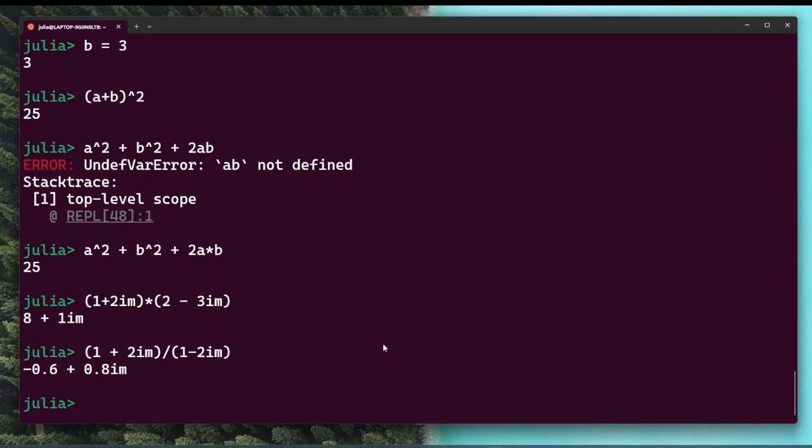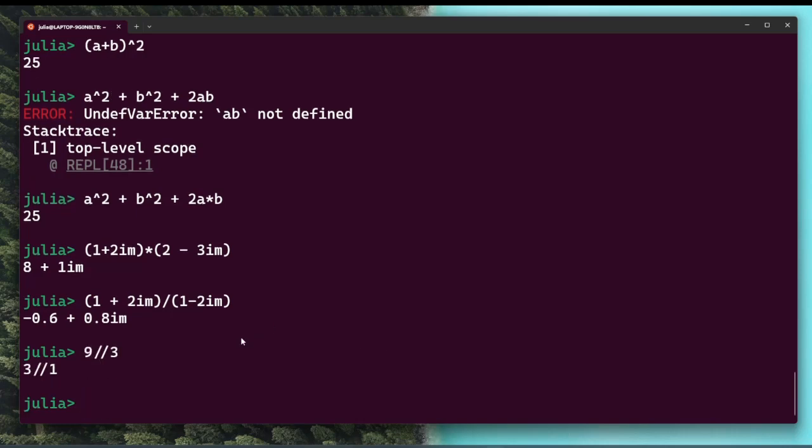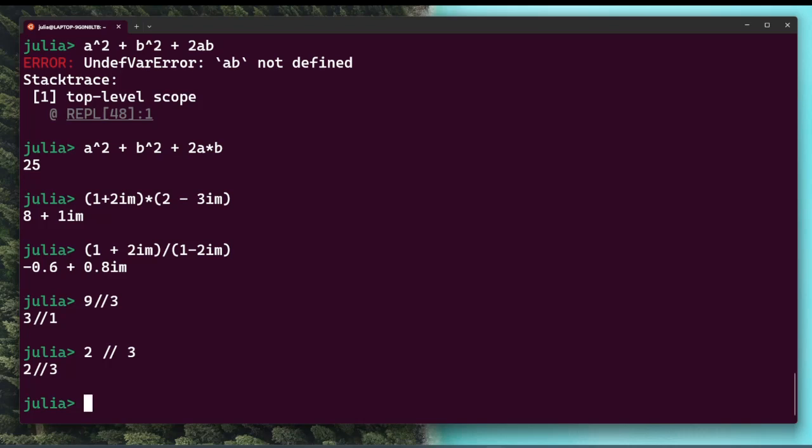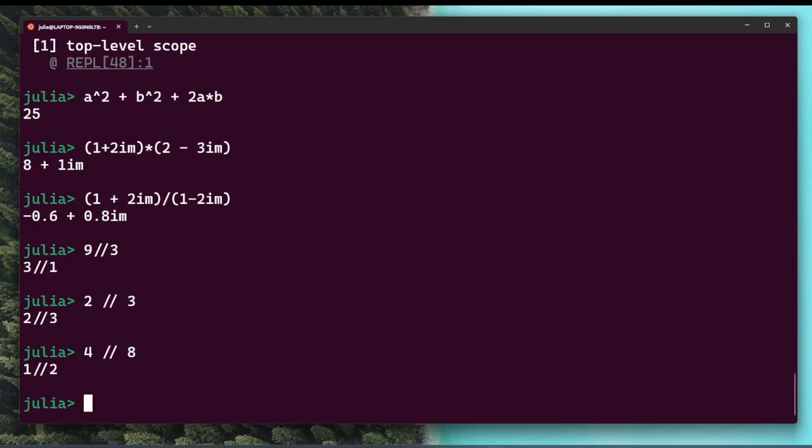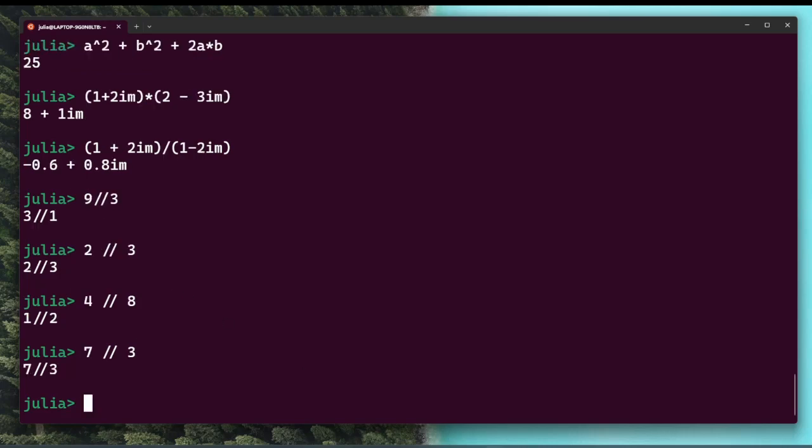Another is rational number. Rational numbers, if you see, they can be divisible until the result is an exact ratio. If you want to write a rational, this is 3 by 1. 9 can be divided by 3, and also divided, hence 3 by 1. Another one, if we do 2 with, the value will be the same because we cannot divide it. And for 4 it is 1 by 2. So 7 by 3, there is no common factor, then it is 7 by 3. So this is the support for rational numbers which Julia has.